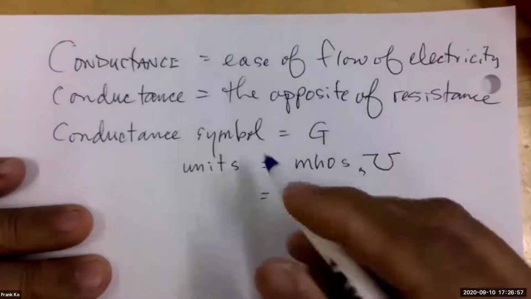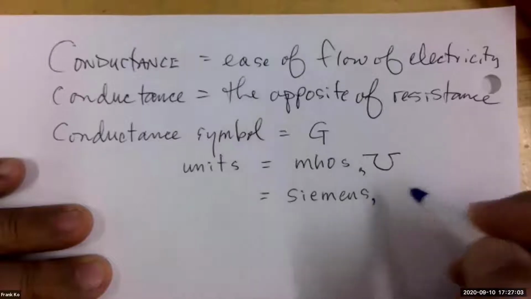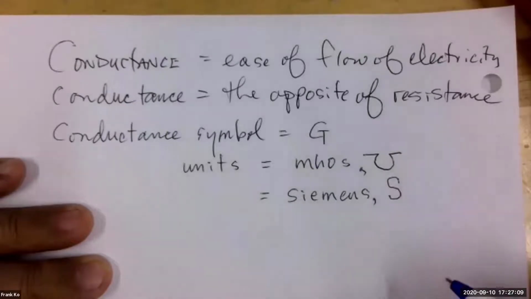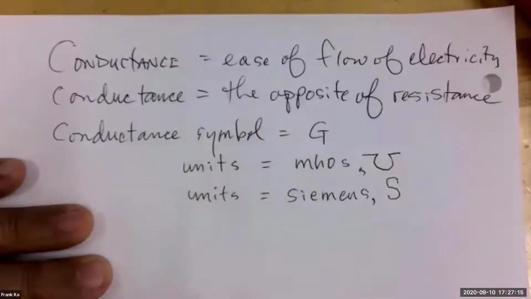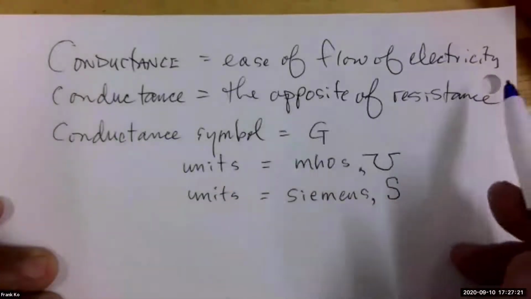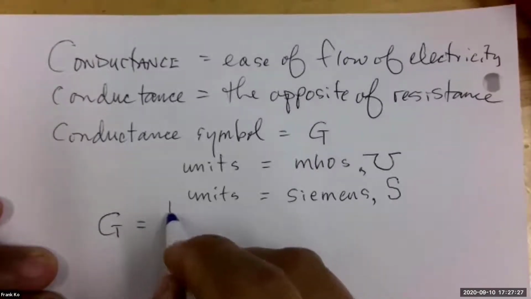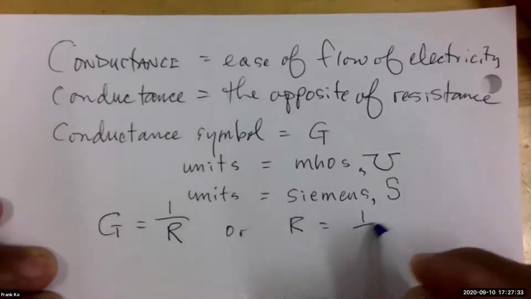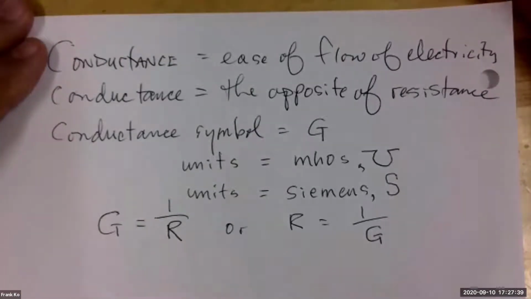The other unit, the European unit, is called Siemens, S-I-E-M-E-N-S. And the symbol for Siemens is a capital S, not a lowercase s. A lowercase s stands for seconds, but a capital S stands for Siemens. And there's one other interesting thing. We said that conductance is the opposite of resistance. Conductance symbol is G. G is equal to 1 over R, or R is equal to 1 over G, okay? They are reciprocal quantities of each other.